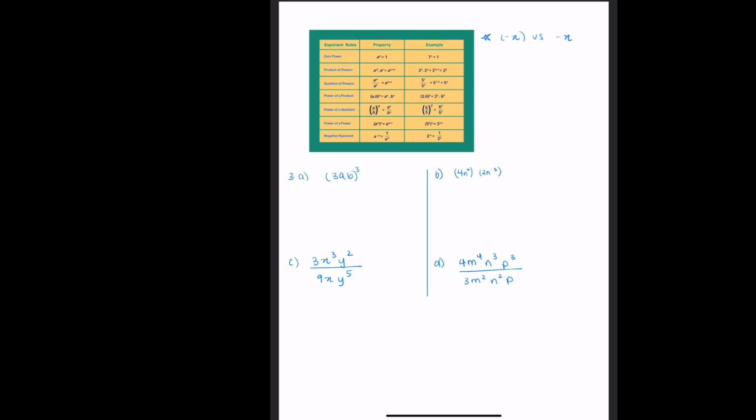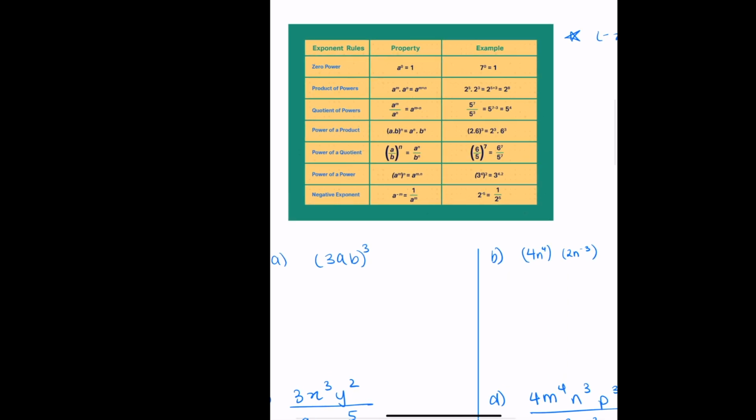Here's just a quick primer on the exponent rules. So this is a really useful chart where we have all the exponent rules listed that you need to know, essentially the properties, and an example of each. So for the first one, it's called the zero power. So anything to the power of 0 is always equal to 1.